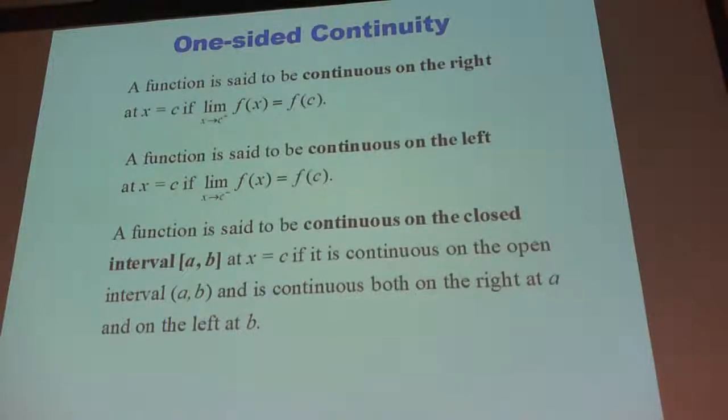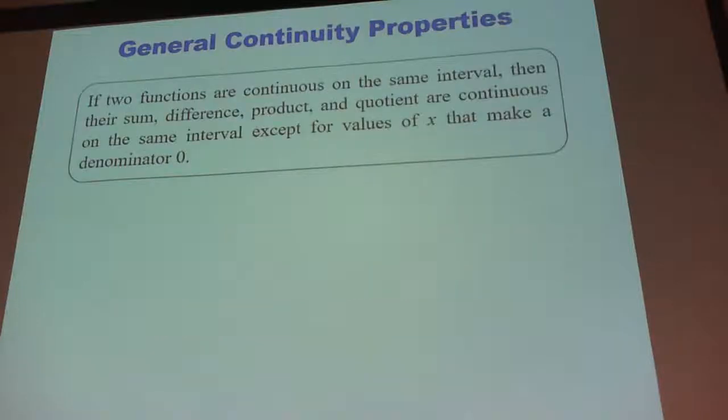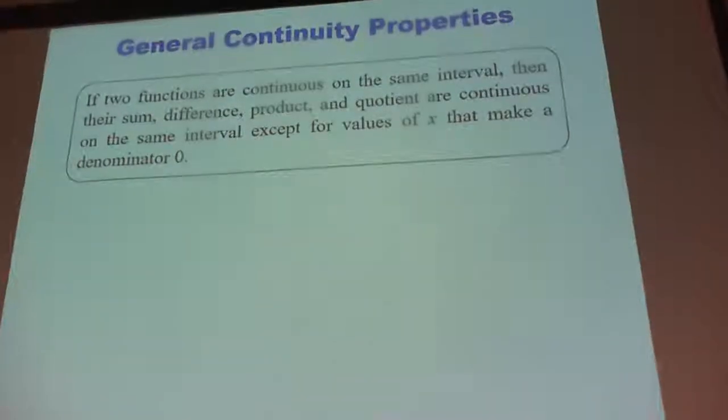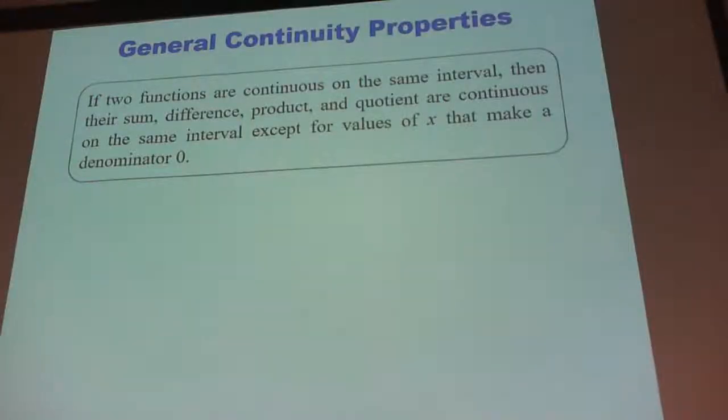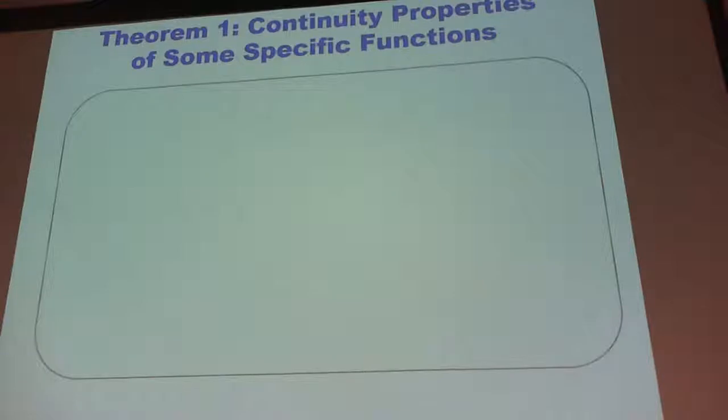So we have to look at it from the left, we look at it from the right, and if it's continuous, it all should match up. So if two functions are continuous on the same interval, then if you add them, the difference, the product, the quotient are continuous as well for the same interval, except where they make the denominator 0. So all this stuff we've been talking about in chapter 2, you just got to be careful, especially when you're dividing by 0. That's like the big aha.